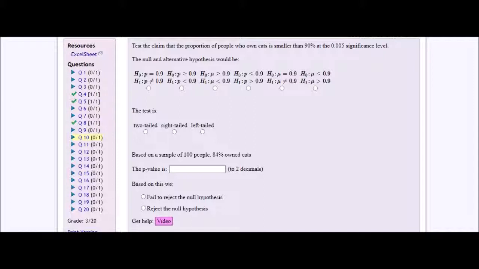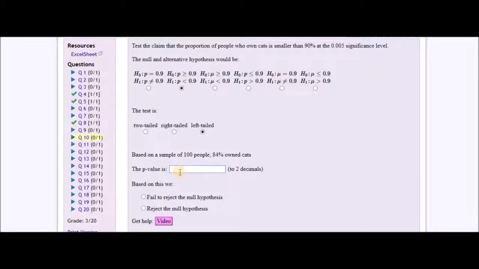First of all, since we're talking about a proportion, I'm going to eliminate all of the options that suggest the mean. So it's not those suggestions. Next, it's a left tail test since we're talking about smaller than 90%. So we're going to look for less than. So this is the alternative hypothesis, less than, and this is greater than, so we'll go with this one. And this is a left tail test.